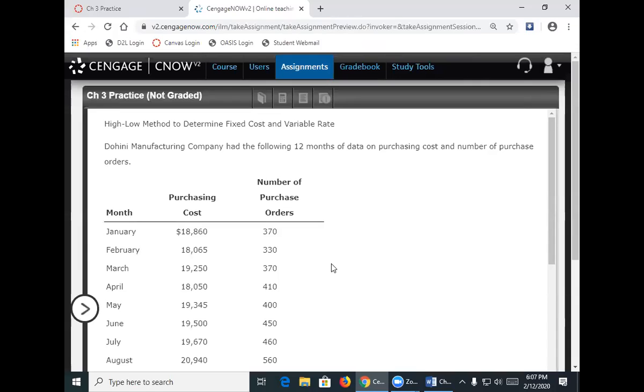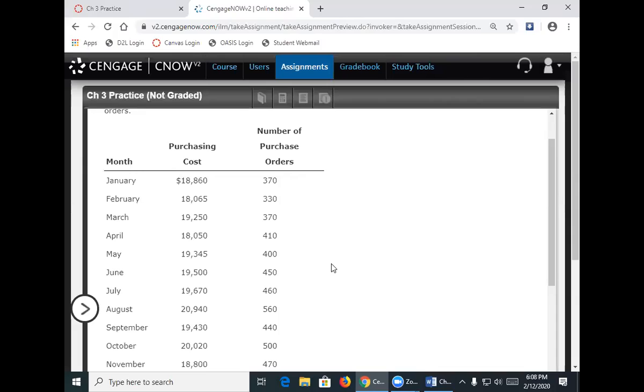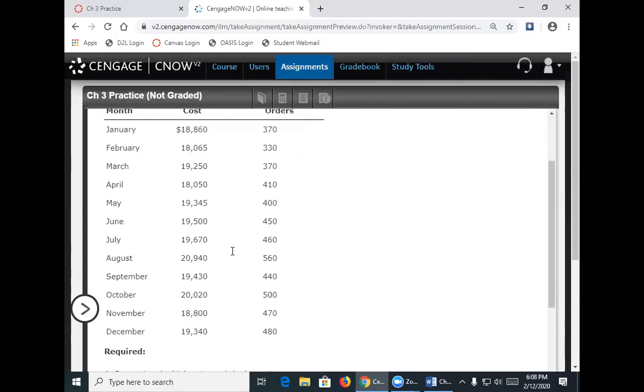Using high-low, to get our variable unit cost, we're going to use a formula: the cost at highest level of activity minus the cost at the lowest activity level, divided by highest activity minus lowest activity. What I want to look at first in my data, and I'm always going off of activity levels, is where most people get off on the high-low method. I want to look at actual activity levels. So I'm looking at my number of purchase orders to identify my highest cost and my highest activity.